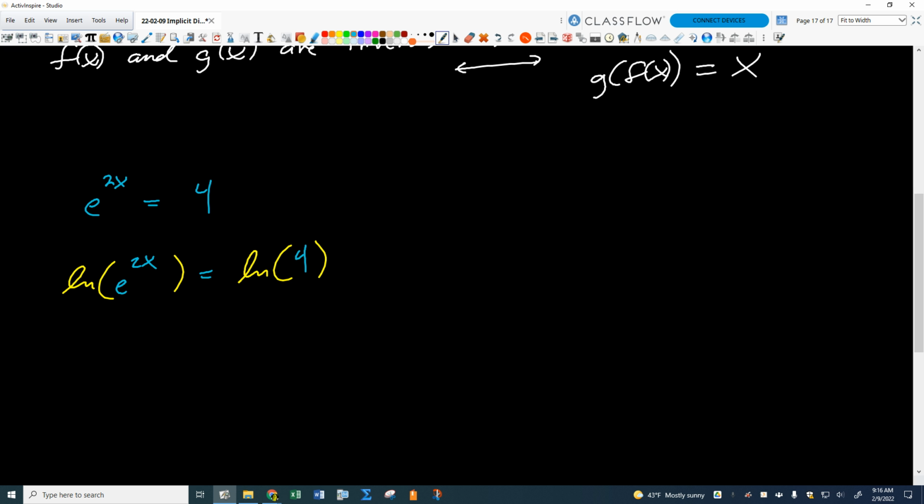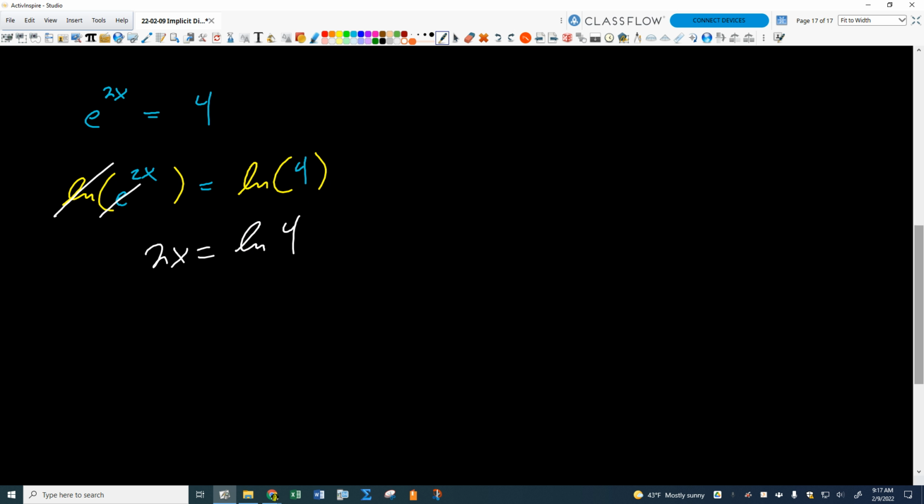I get that. And then the natural log cancels the exponential, and so I end up with the equation 2x equals the natural log of 4. Just divide each side by 2, and there's my answer. Okay? And that could be simplified in a way that we'll talk about next time when we rehearse our properties of logs. You probably forgot, I would guess. So, does that make sense? Okay.